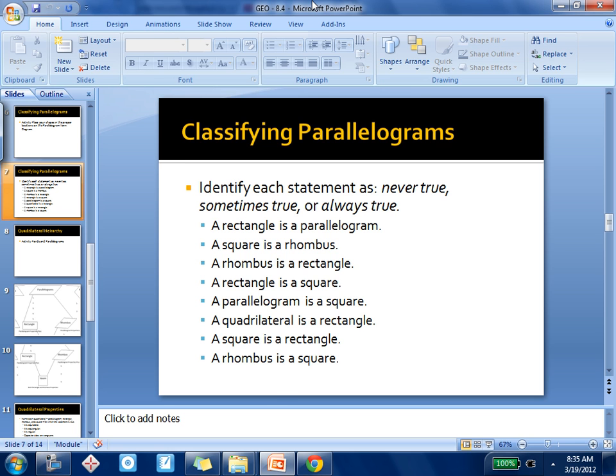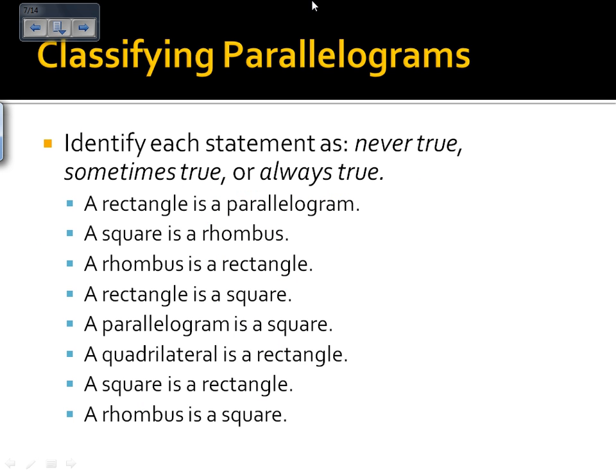All right, so if you use your diagram that you just made, this could be a little tricky, right? If you did it in groups, share or look at somebody else's while we go over these. We're going to identify each statement as never true, sometimes true, or always true. It's helpful to think of the dogs, I think.